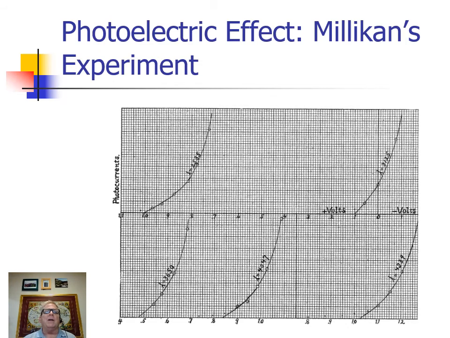Here's a picture of Millikan's graphs from his 1916 paper. This was long before we had computers that could do all of the calculations for us. And so they had to, by hand, graph these data and then use the intercept of the graphs to figure out what the stopping potential was for a given frequency of light and a given kind of metal. You can see the wavelengths of light written on the lines that are graphed here.